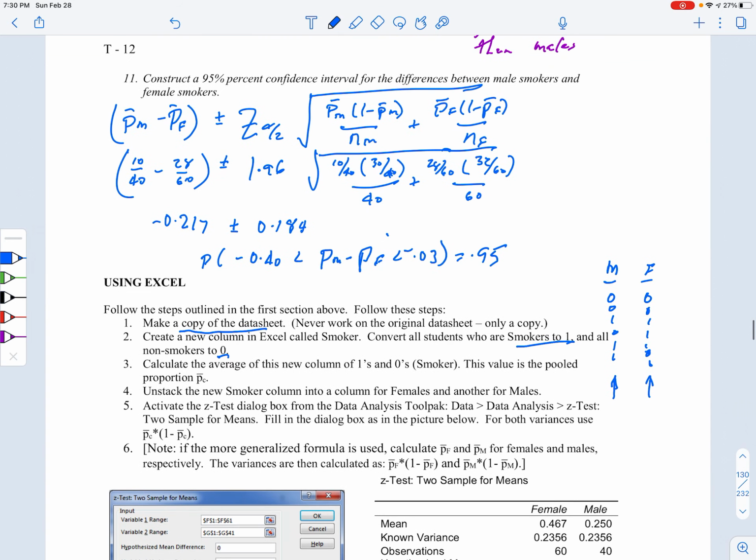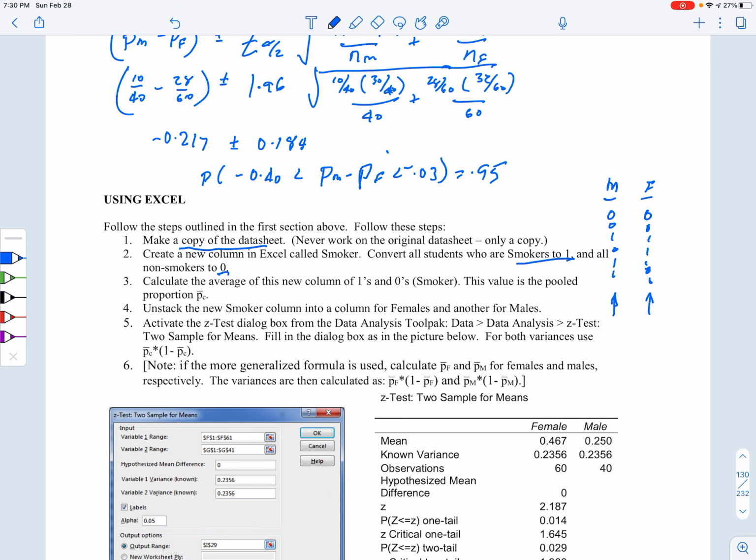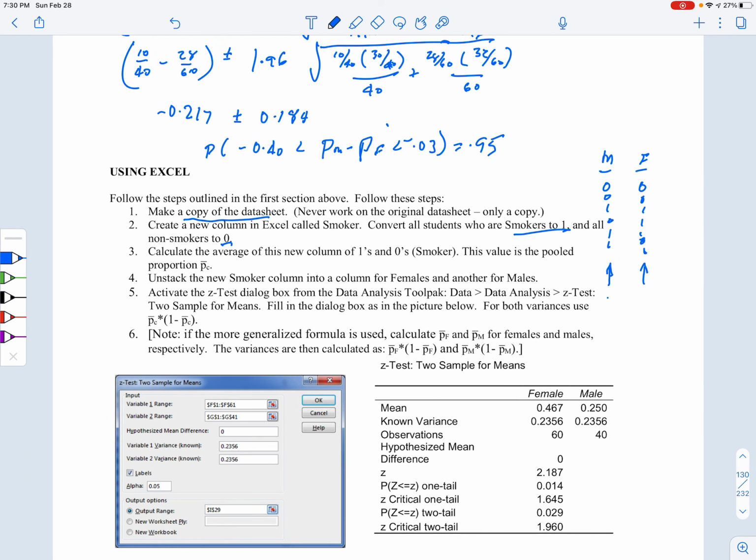What you do is you need to add them up here and come up with proportions. So if you add these up here, of course the number of males turned out to be 10, and then we had 28 for the females, and that turns out to be 38, and that's 38 out of 100 in total. So our pooled proportion, sample proportion, was 0.38.